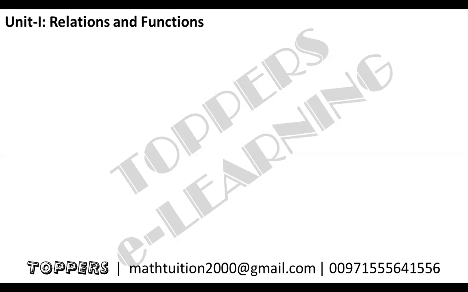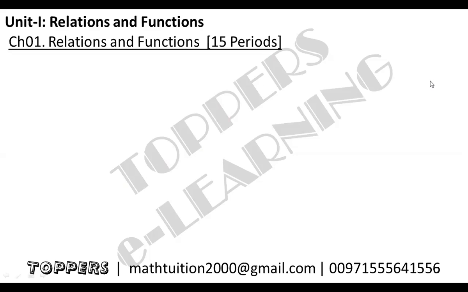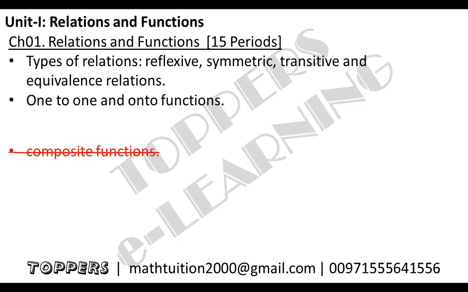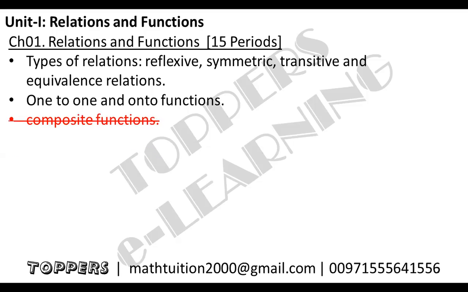Unit 1, Relations and Functions. Chapter 1, Relations and Functions. Types of relations: reflexive, symmetric, transitive and equivalence relations are there. One-to-one and onto functions are there. Composite functions are reduced. Inverse of a function is also reduced.